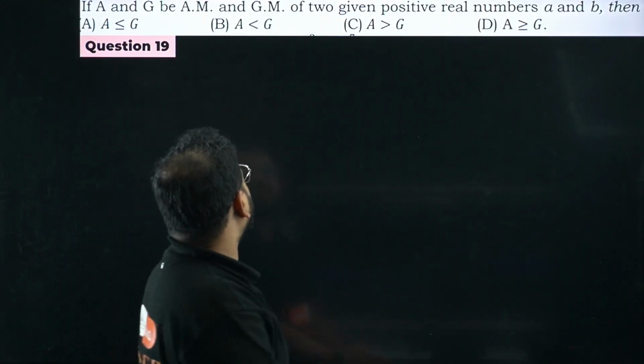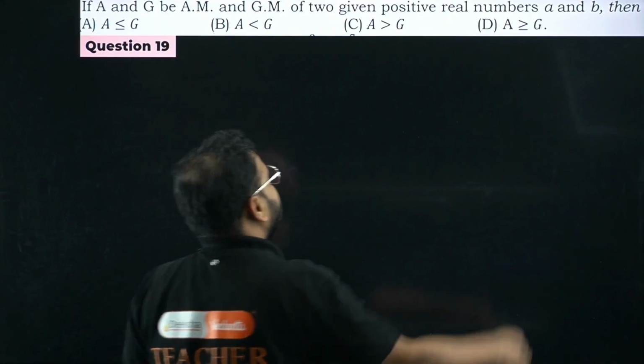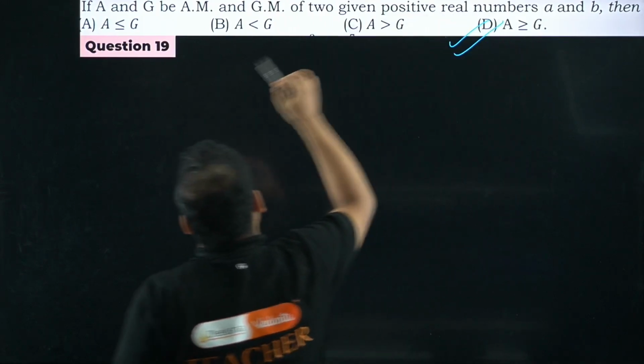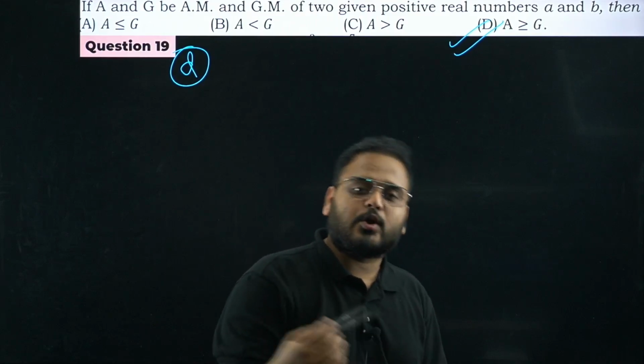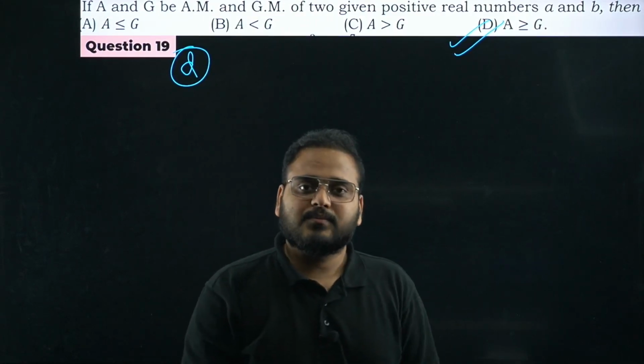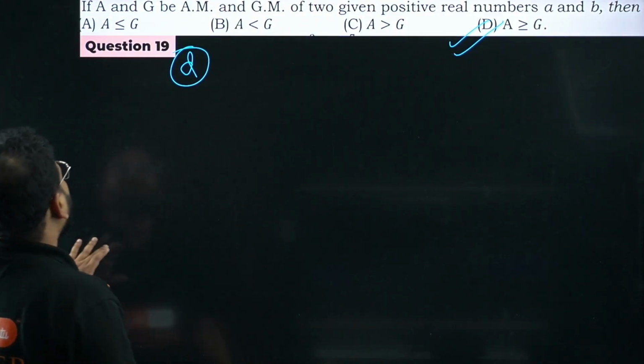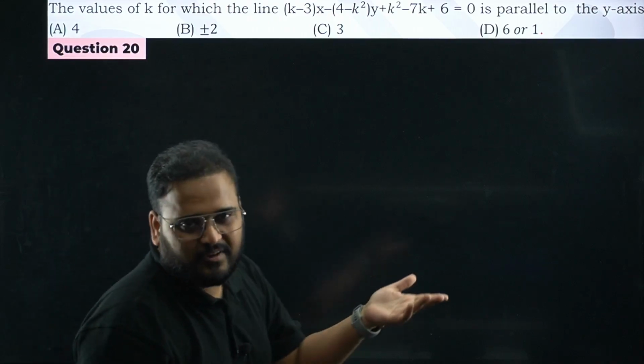If A and G are the AM and GM, this is a standard relation. We don't even have to work 1 second on it. Arithmetic mean is always greater than or equal to the geometric mean of any numbers. So this is very simple. Let's move on from this question. Not much effort is required.